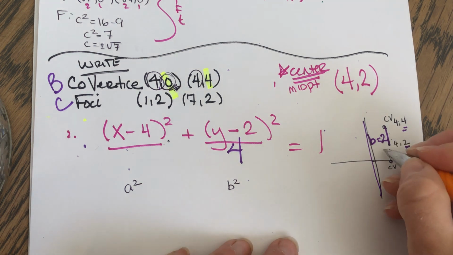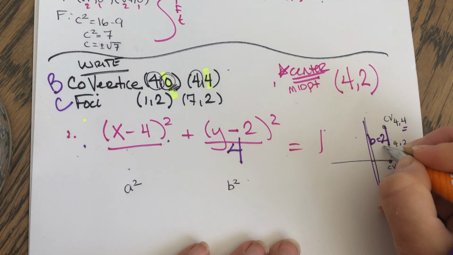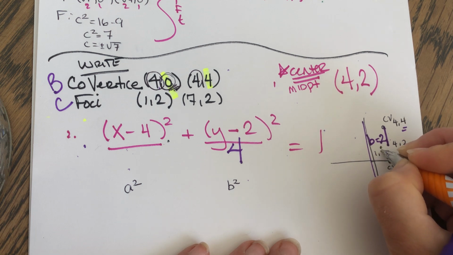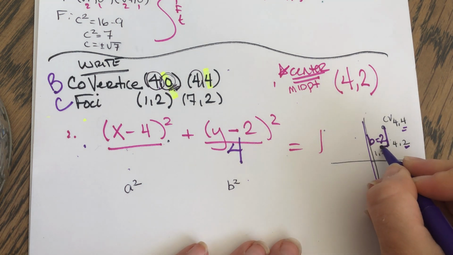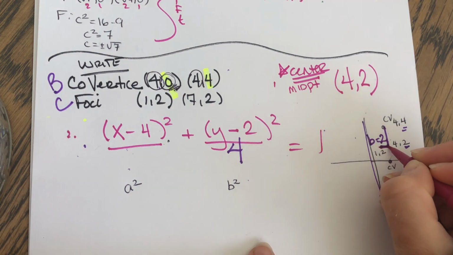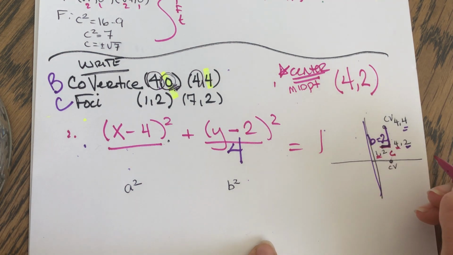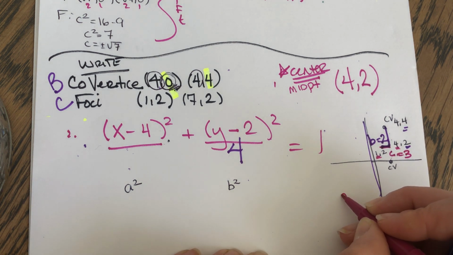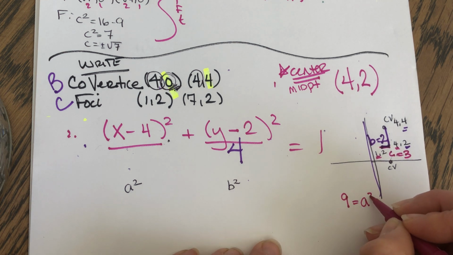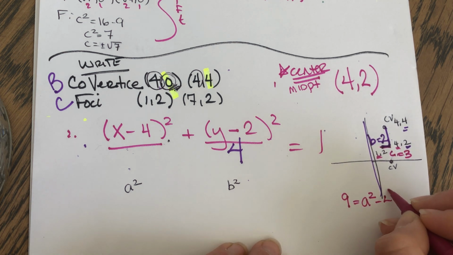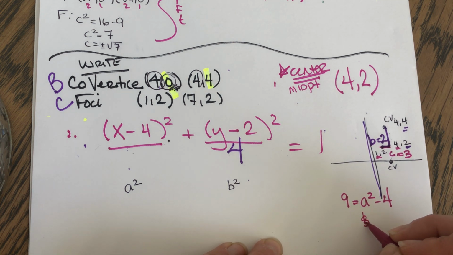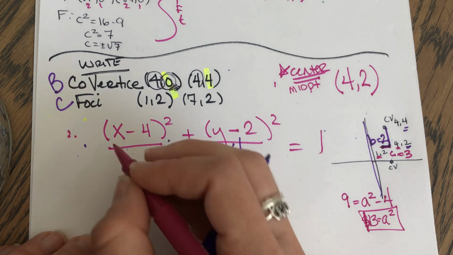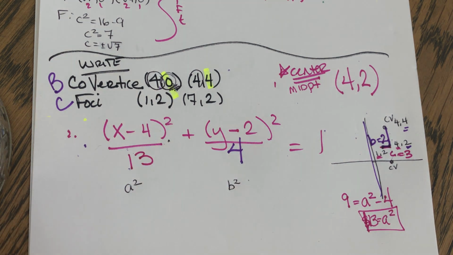Well, let's sketch. Foci, we'll say, is 1, 2. I'll go right here, 1, 2. So this is where you're going, and I'll use a different color. You're going from 1 to 4, so my c value is 3. So I want c squared, so 9 equals a squared minus my b squared, which is 4. And you get a squared equals 13. 13 goes here, and you are done.